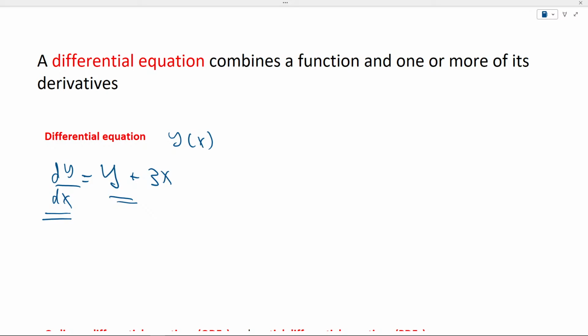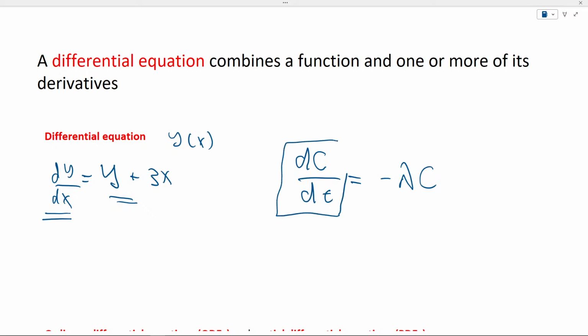Can we see an example? Yes, we can see an example. So an example would be change in concentration with time is equal to, so here it tells me how my concentration is changing in time. The rate of change of my concentration is equal to, this is a decay constant. This is called a first order decay term, and this is a decay constant. This basically tells me how my concentration is decaying.